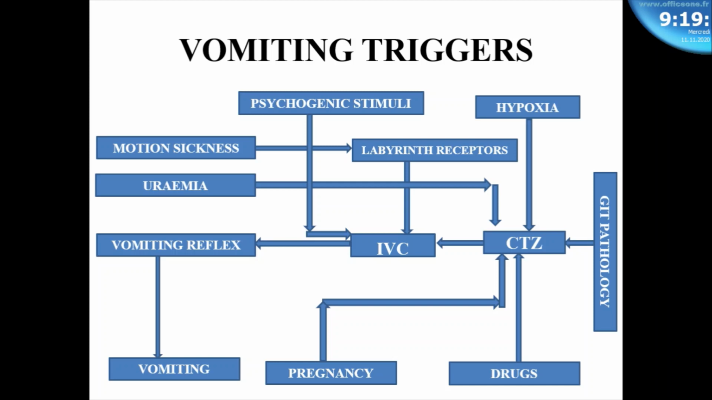Integrative vomiting center also responds to stimuli such as peritoneal irritation and other visceral disorders such as inflammation, distension, ischemia, intestinal obstruction, gastric stasis, and cardiac pain via nucleus tractus solitarius. This is the diagram that gives the summary of vomiting triggers.